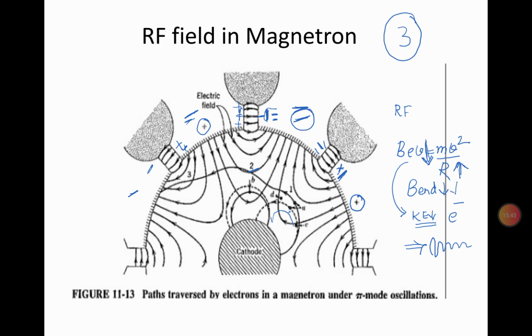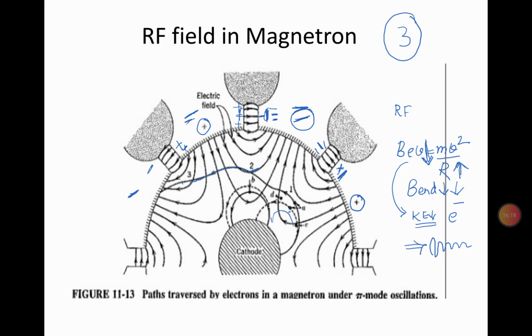The bend is going to decrease, which means instead of coming back to the cathode, it is now going to advance towards the anode. Now, one more wonderful thing is, by the time the electron reaches this position, which was positive earlier, it will become negative again. When this becomes negative, the electrons are retarded again and kinetic energy is reduced.